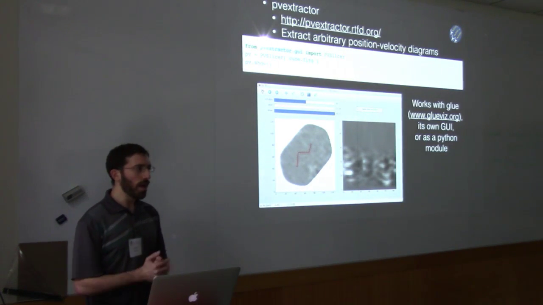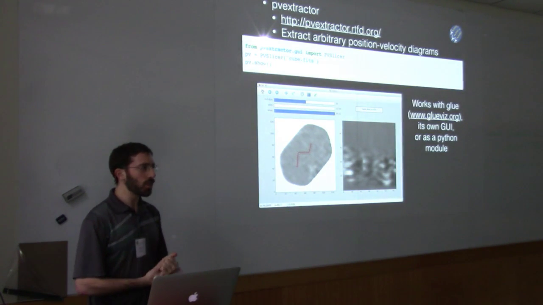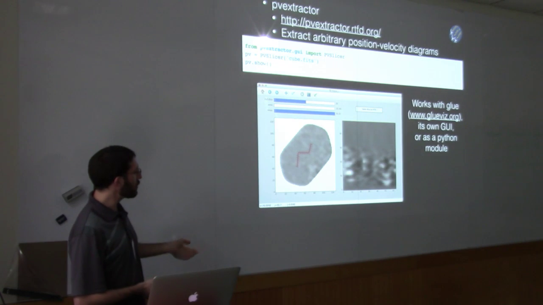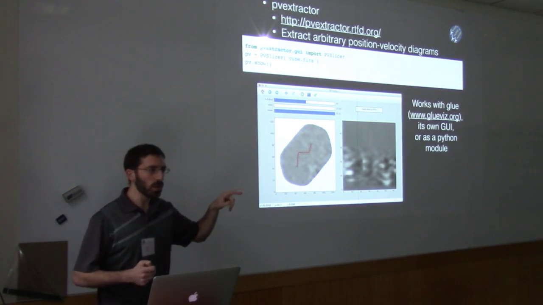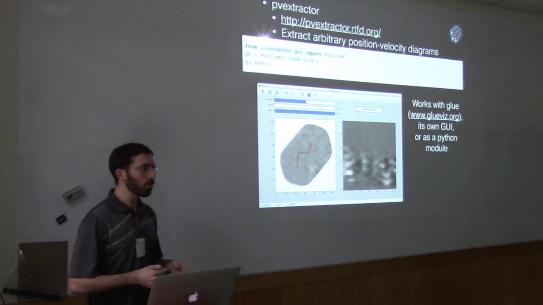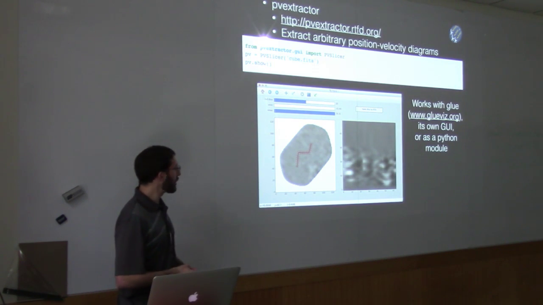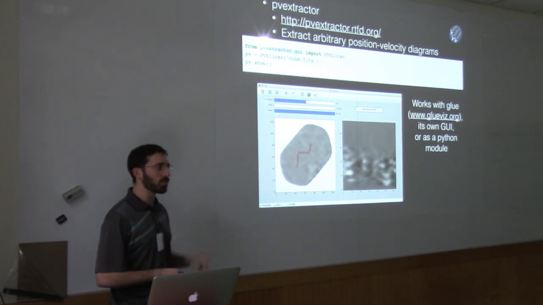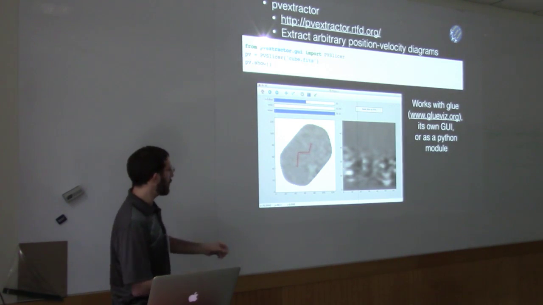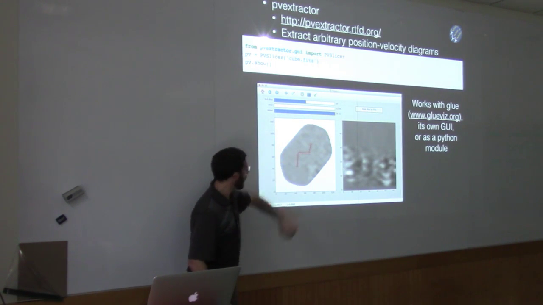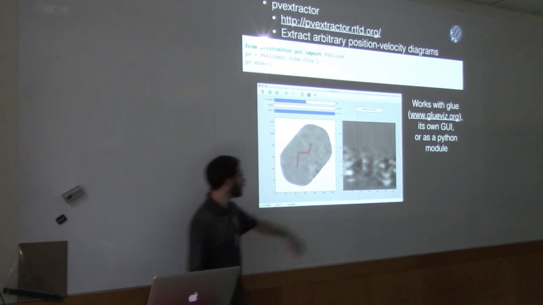One example analysis tool is PV extractor, which allows you to make slices along a cube and extract a position-velocity diagram, or just, it's not velocity necessarily, but that's usually what we're looking for. And so you can draw arbitrary paths, because Tom has written some really cool stuff for that. And then you can even average over some width around any given path, and out comes your position-velocity diagram.